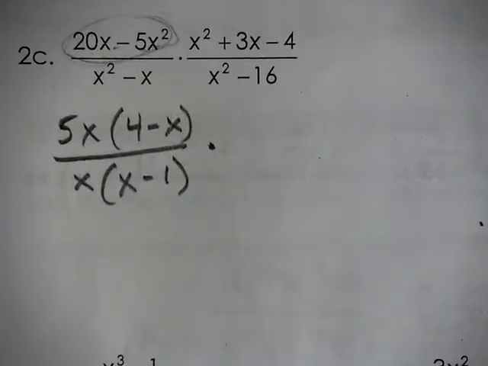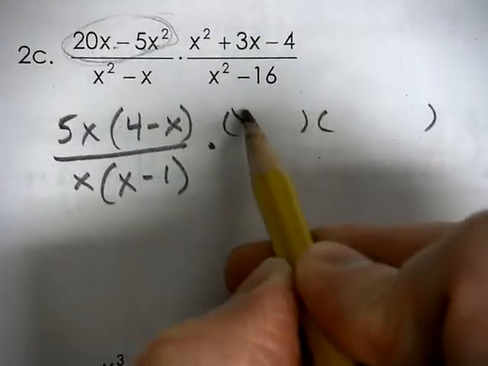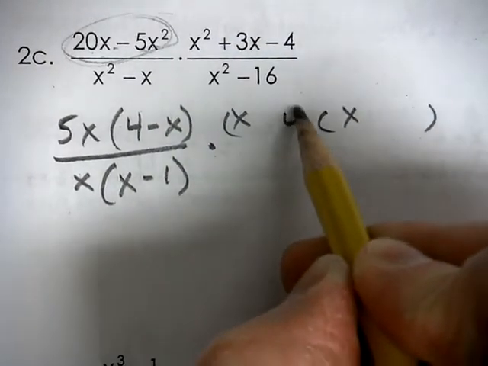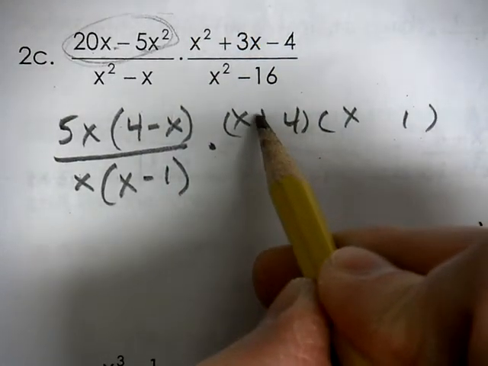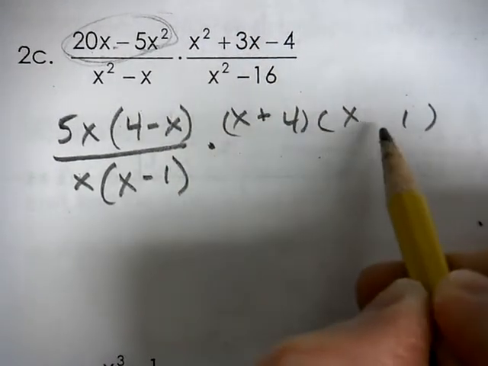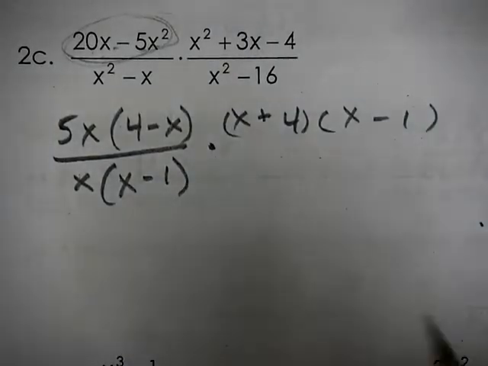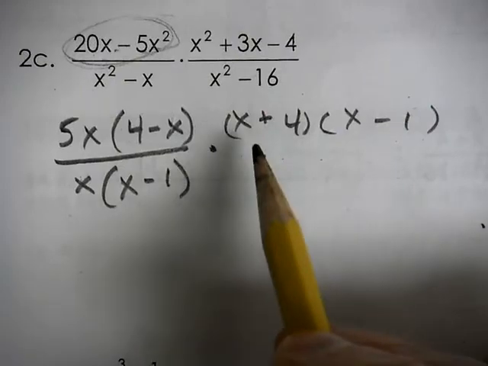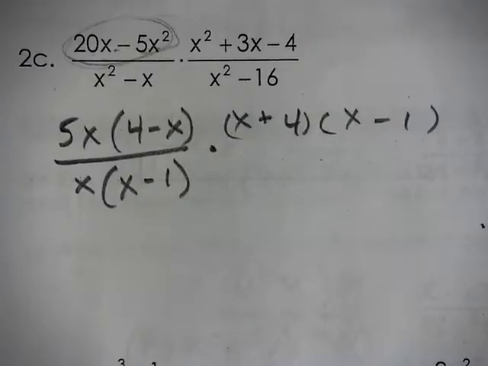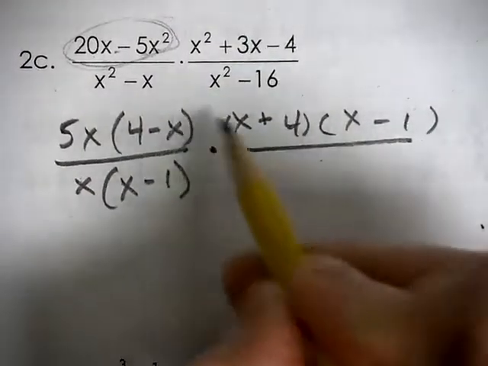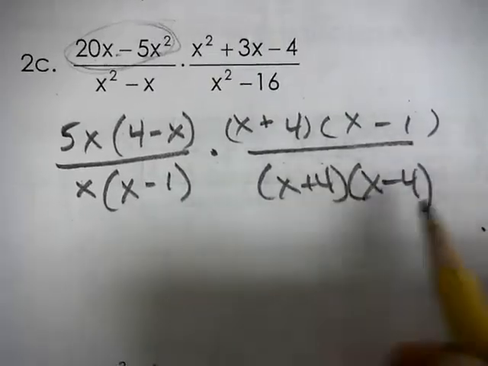This is multiplying to x 4 and 1. So that's got to be a positive 4 and a negative 1. That would multiply to be negative 4, but if you did the outer and inner, you would get the positive 3. And then, of course, the denominator is going to be x plus 4, x minus 4.